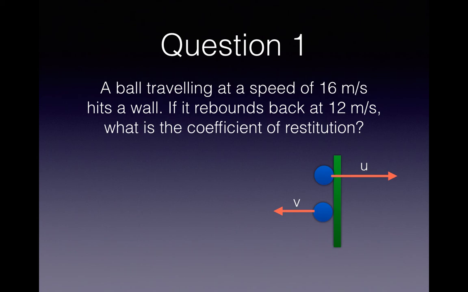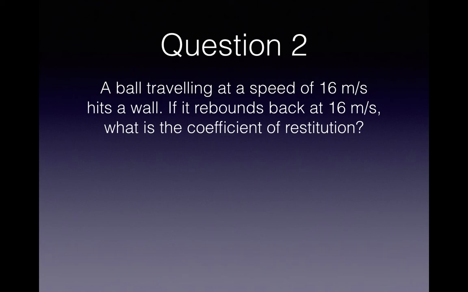That's my diagram. The quantities then: u is equal to 16 and v is equal to minus 12. Again, remember the sign convention. Put down your formula, e is equal to minus v over u, substitute in, and you get 3/4. So the coefficient of restitution is 3/4, and that's an acceptable value because it's between 0 and 1.